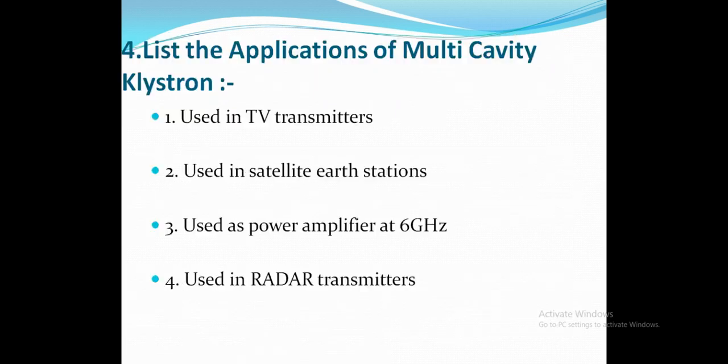Coming to the applications, multi-cavity Klystrons are used in TV transmitters, in satellite earth stations, as power amplifiers at 6 GHz, and in radar transmitters. So this is all about the multi-cavity Klystron amplifier.